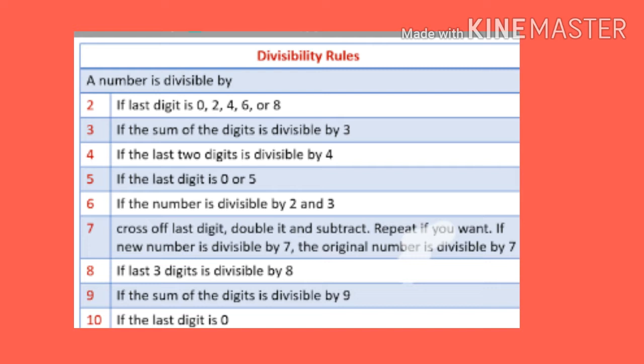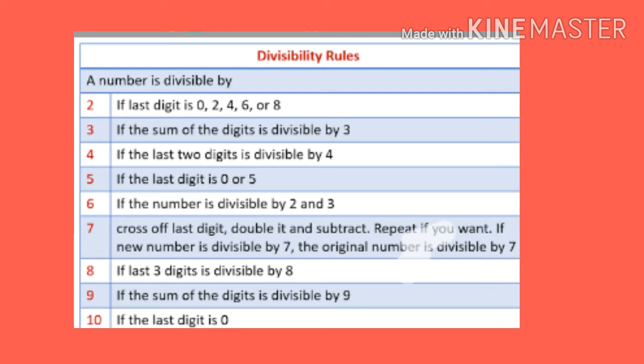The rule of 9 is the same as the rule of 3. First of all we add all the digits of the given number, and whatever answer we get should be divisible by 9. Now the last rule, the rule of 10. It is the simplest rule of all: the last digit should be 0 only. If at the ones place there is 0, that means the given number is divisible by 10. These are the rules of divisibility.